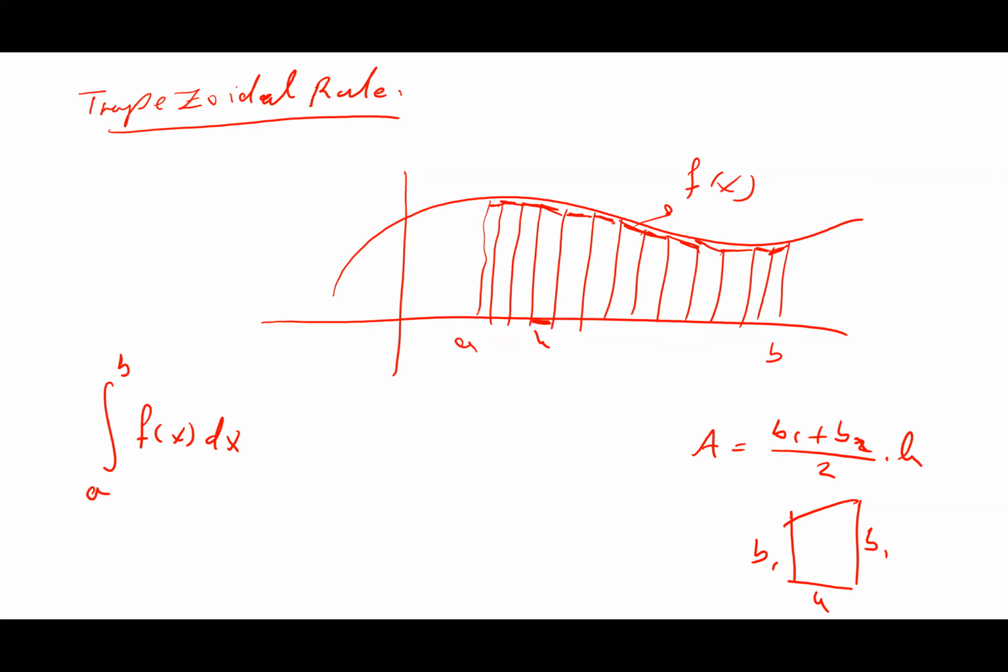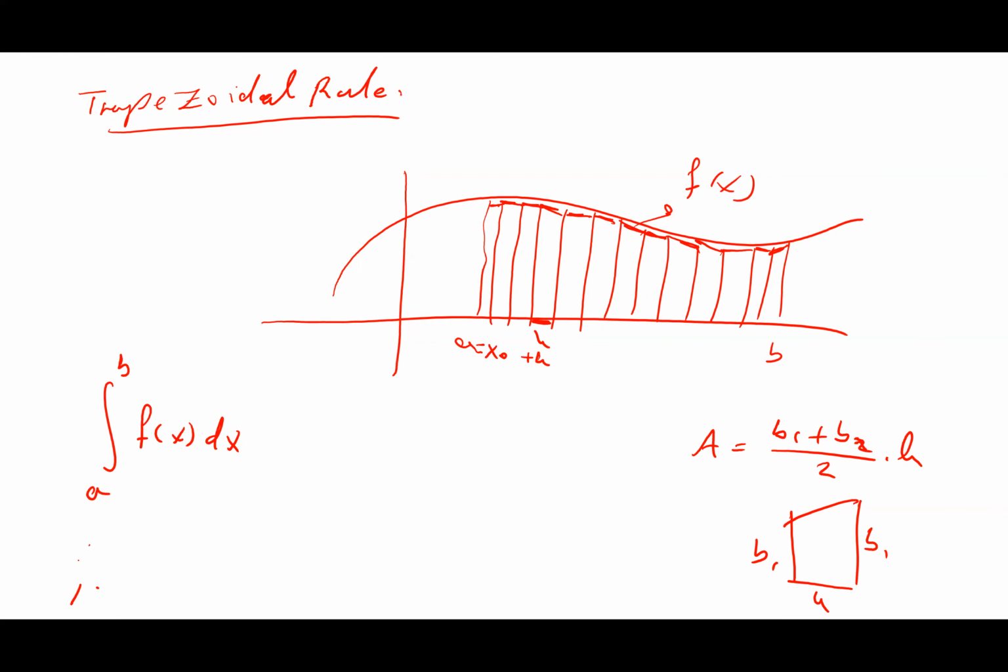Now the points of these partitions: A, I will call it x sub 0. Then plus h each time to find the next point. So xi is equal to A plus i h, where i goes from 1 up to n. N is the number of the subintervals.